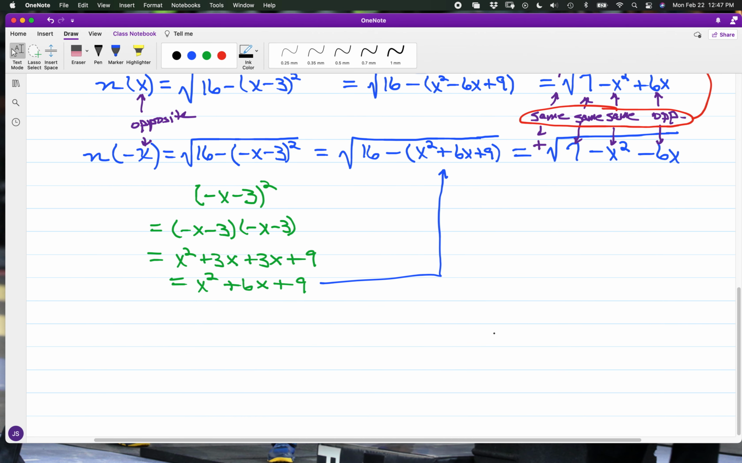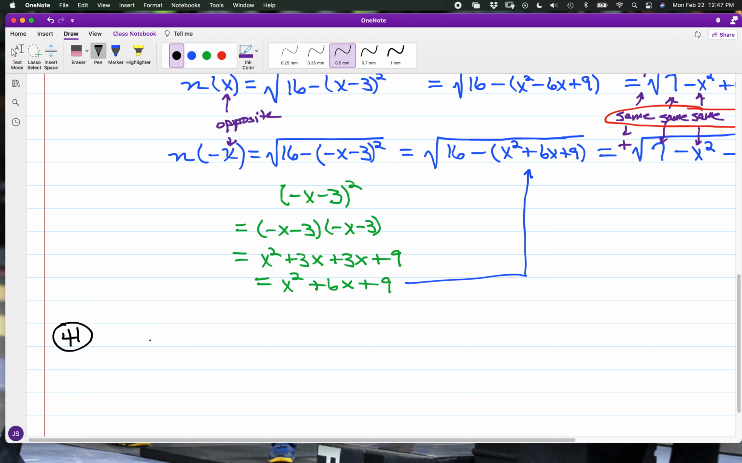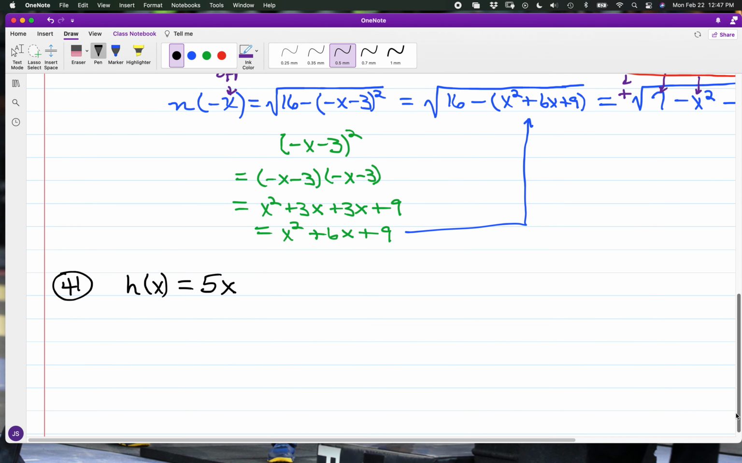All right, and now for what we have in the case of 41. Okay, and we're looking at seeing whether this function is odd or even or neither. Okay, and this one we have with h of x is equal to 5x. Okay. So I have just a basic linear function.